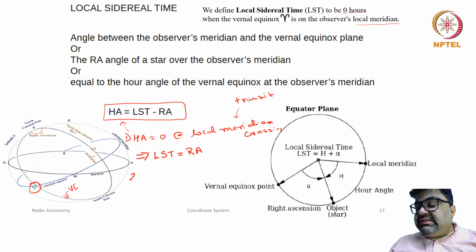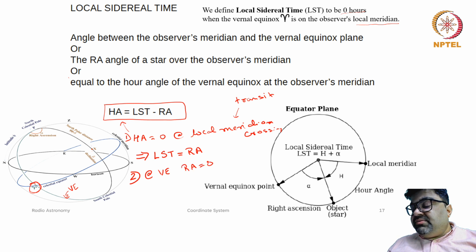Case number 2 is the hour angle of the vernal equinox. So at the vernal equinox, RA is defined to be 0, right? So then LST is equal to the hour angle at the vernal equinox point.